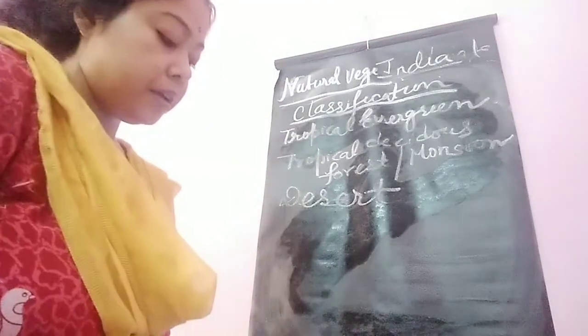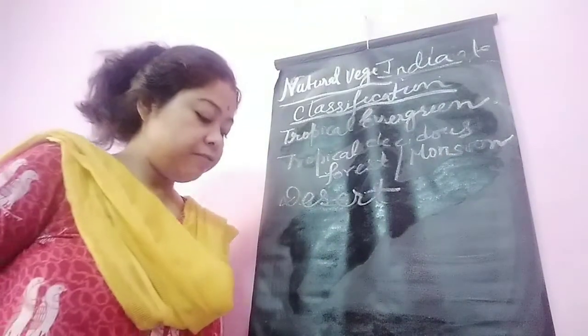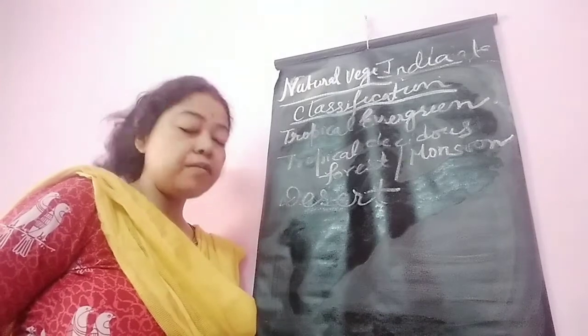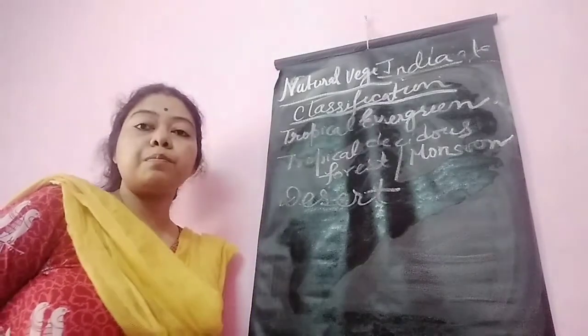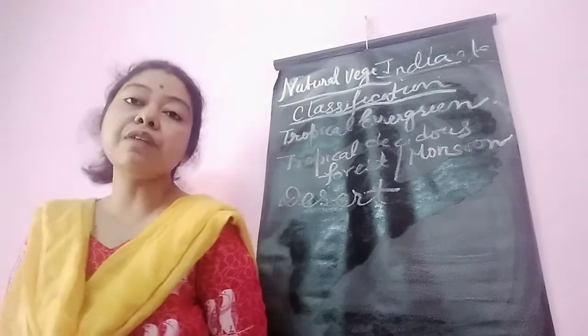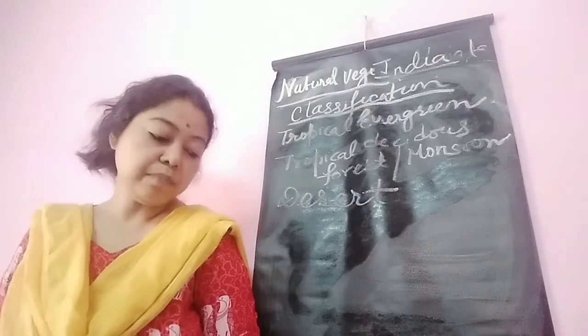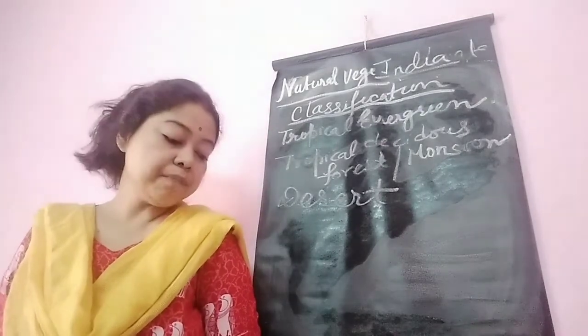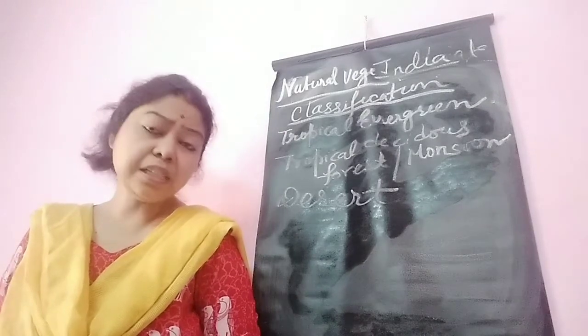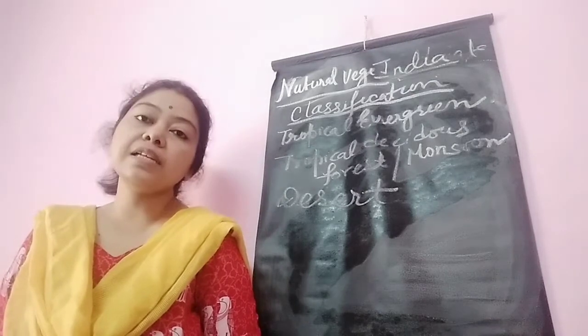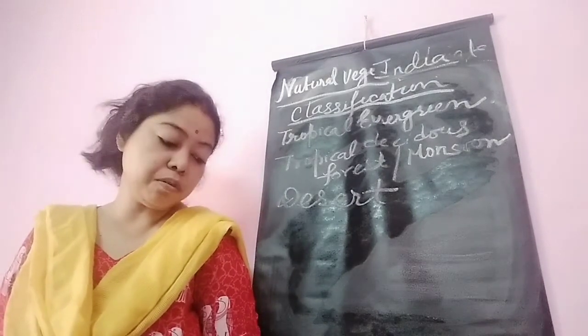Desert forest. This forest is mainly confined to the dry areas of Rajasthan, southwest Punjab, Kutch and Kathiawar region of Gujarat. So this forest is mainly found in the desert or dry part of India, where rainfall is 50 centimeter or less and temperature is very high throughout the year.